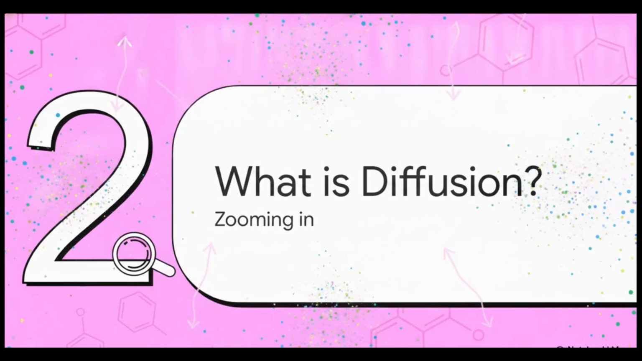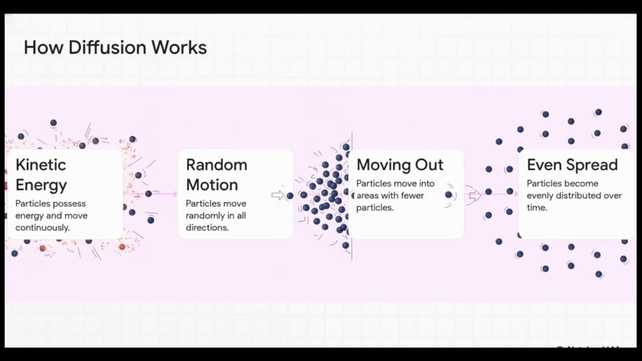Moving on to part two, what is diffusion? Let's zoom in a bit closer. Now that we've got the textbook definition down, we need to see exactly what's going on with these little particles at a microscopic level. Because remember, there isn't a fan blowing them and there's no tiny motor pushing them along. So why are they moving at all?